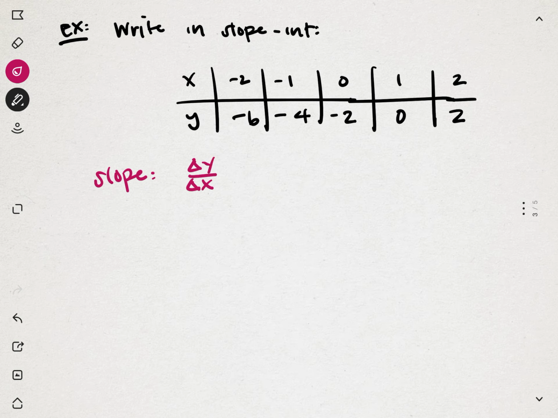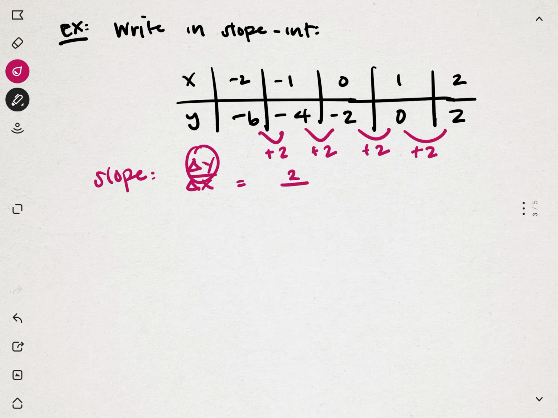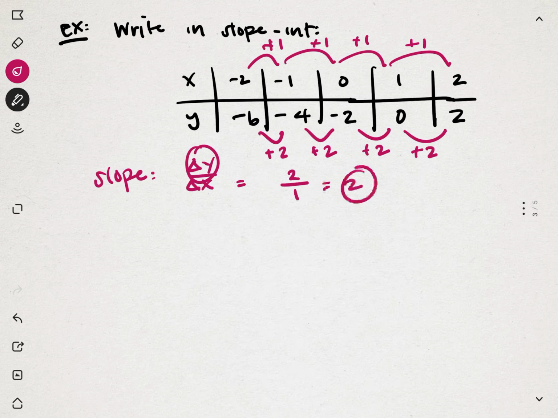So then if we're looking here, the change in y is each time we're jumping in the y column, we're doing plus 2. So that would be our change in y. So our change in y is 2. Our change in x is plus 1. So our slope would be 2/1, which is just 2. So the first thing we can do is find slope.